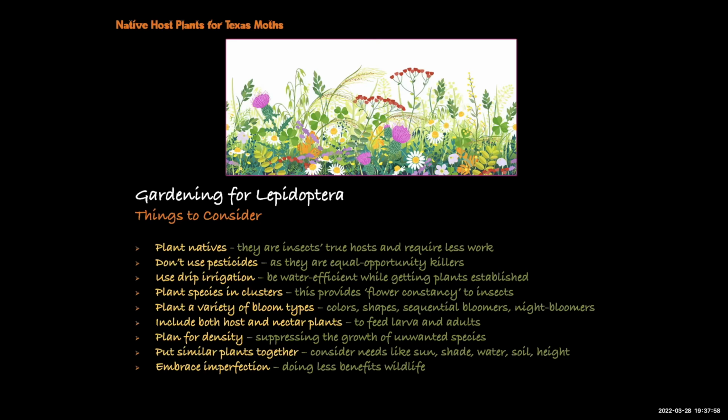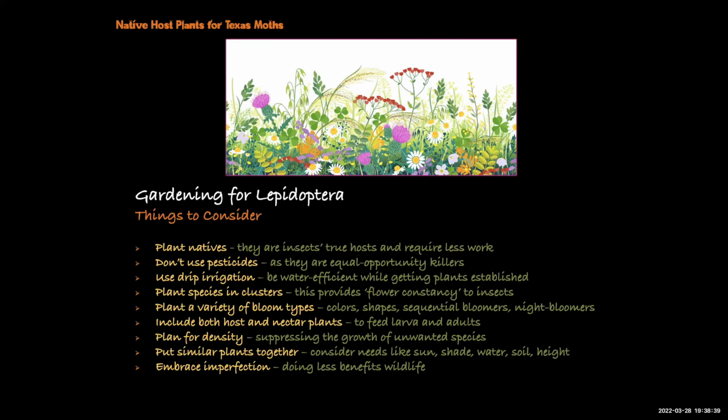We don't see as many butterflies and moths in our yard as we used to. And we think that it's from all these advertisements for people doing mosquito sprays in their backyard once a month. Use drip irrigation to be water efficient while the plants are getting established. And plant species in clusters. This provides what's called flower constancy to the insects. And what that means is an insect will use less energy being able to nectar in short distances rather than having to fly a long distance in between blooms to get nectar.